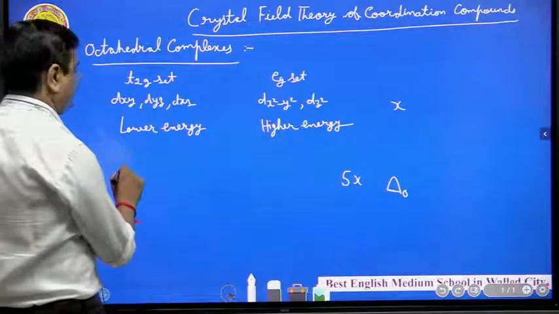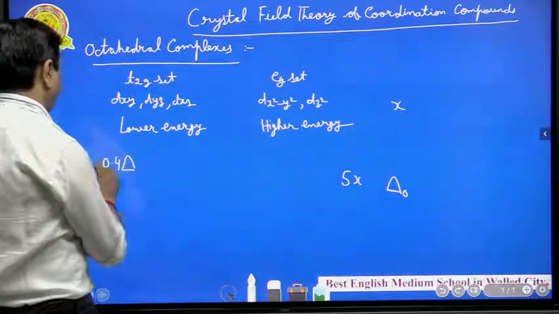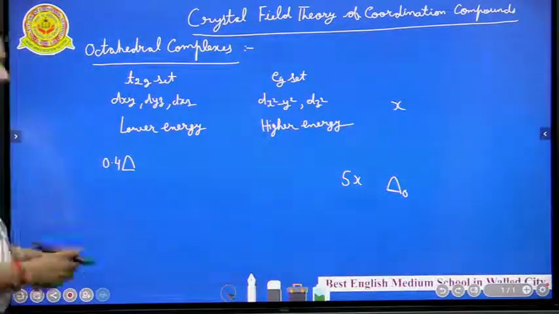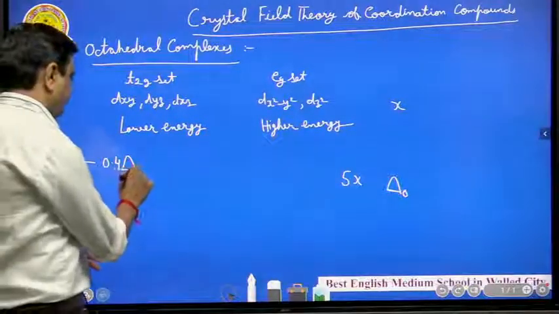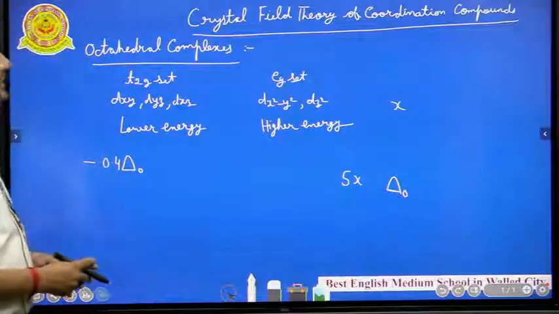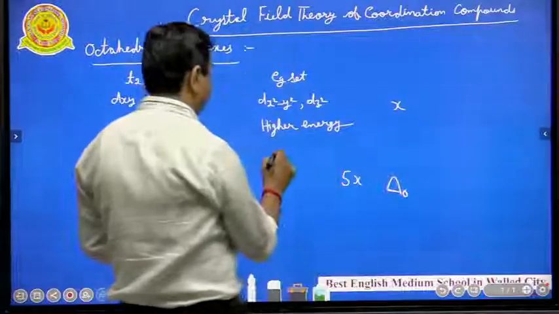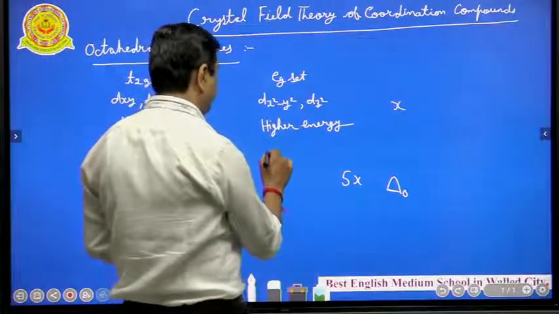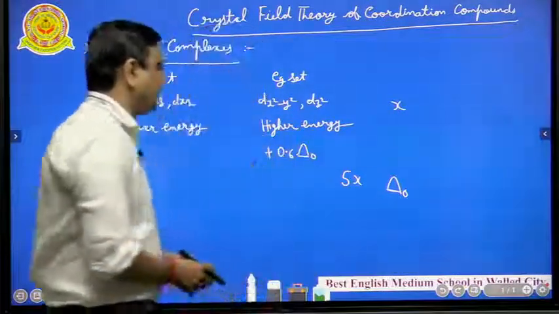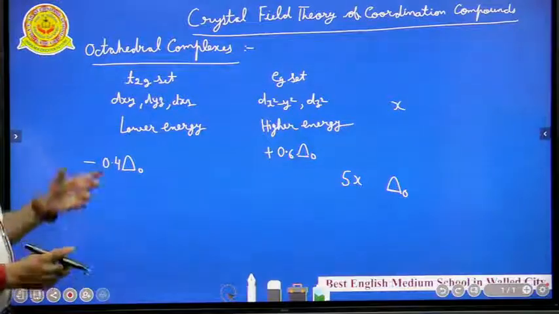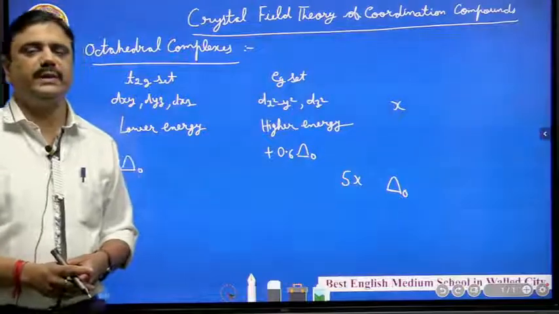decreased by 0.4, and as it is decreased we will say minus 0.4 delta naught. Alright, and the energies of the orbitals of this set increase by plus 0.6 delta naught. Okay, now as per the law of conservation of energy, the total energy should remain conserved.